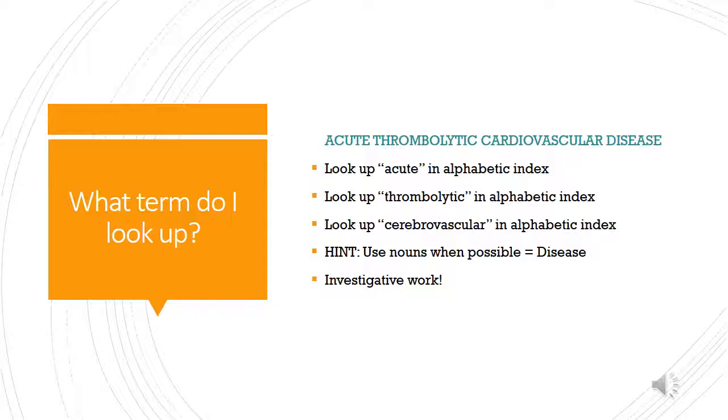Take a minute and look up acute in the Index to Diseases and Injuries section of the Alphabetic Index, the gray pages. Pause the video if you need. What is listed for the term acute? You will note there is a cross-reference directing you to look up the condition. What kind of word is acute? What part of speech? It is an adjective. It describes the type of cardiovascular disease. Okay, we struck out trying to find this diagnosis under the term acute.